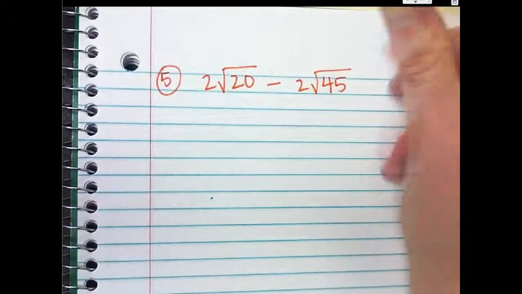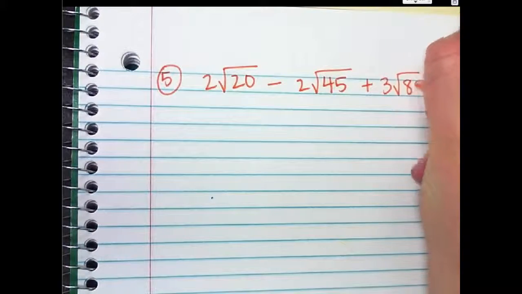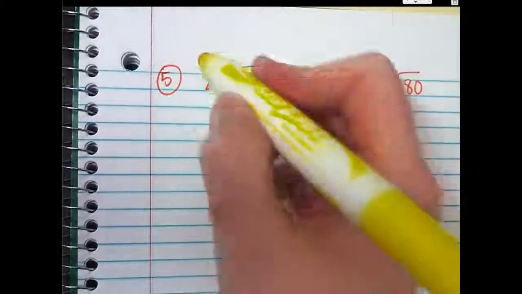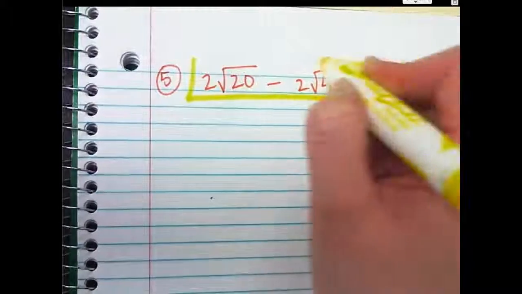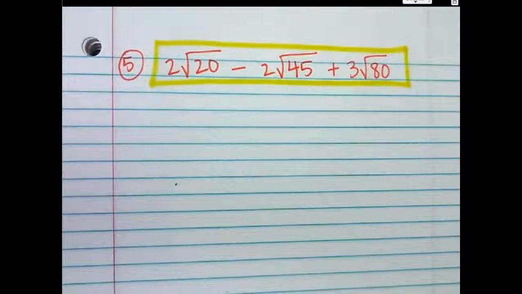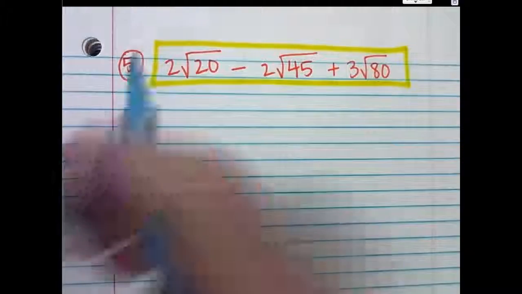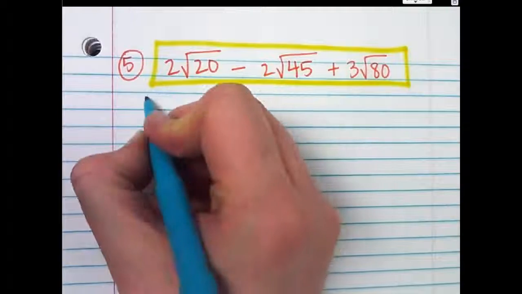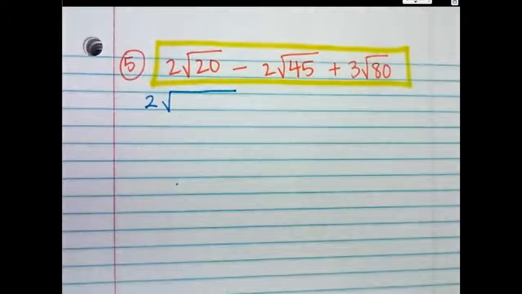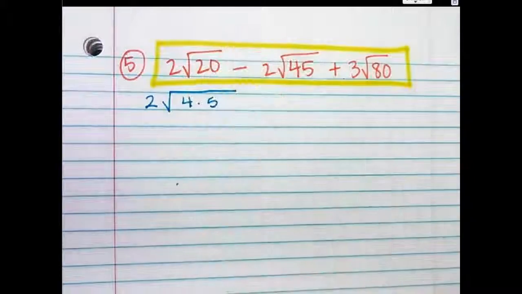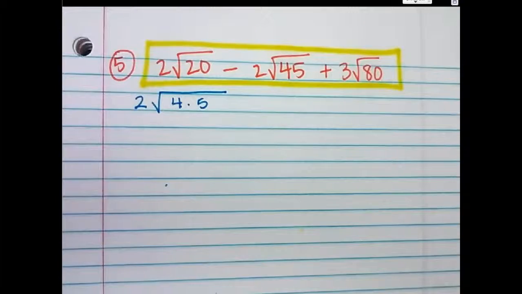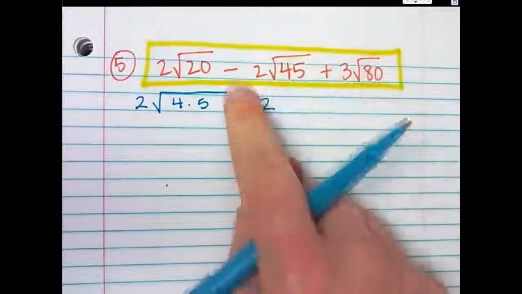Sometimes we'll have numbers in front, so you just have to be really careful that you don't forget about those numbers. As you break each one down, just make sure you bring this number with you. Like when you're splitting up that 20, just rewrite that 2 in front so you don't forget it. So 20 we can break up, we just did this one, 4 and 5. Minus 2, bring that minus sign and the 2 down.